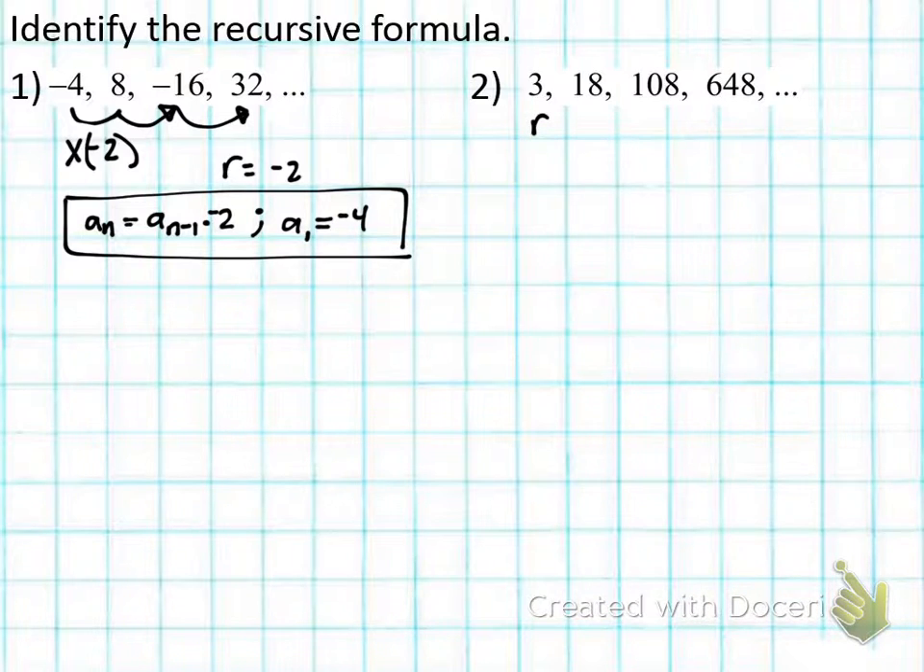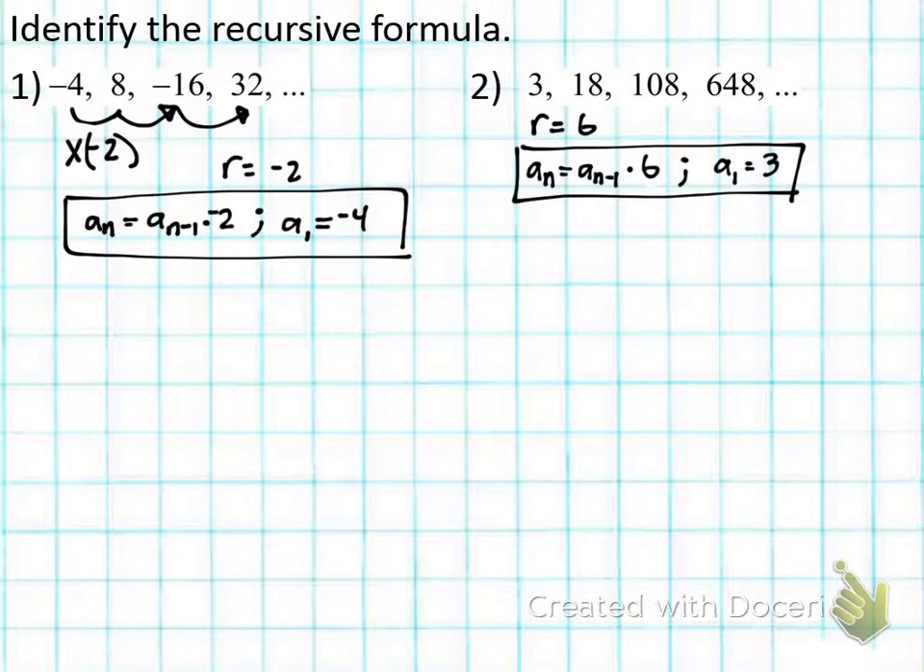Okay, so what did I just do one more time? I figured out my common ratio, which is negative 2. Then I'm writing a sub n, or any number in the sequence, will be equal to the number before it, or a sub n minus 1, times a ratio of negative 2. And we're stating that our first number in our sequence is negative 4. That makes sense? These are the rules. Number 2. Actually, write this down really quick and we'll do number 2 together. Ready, set, go.